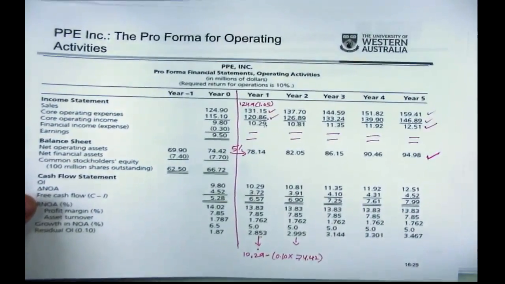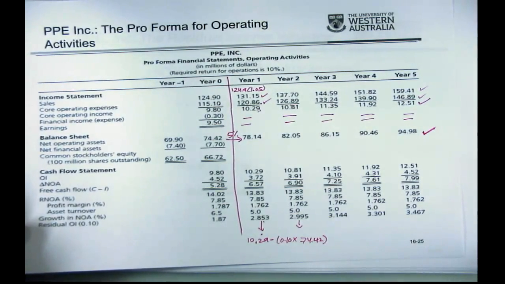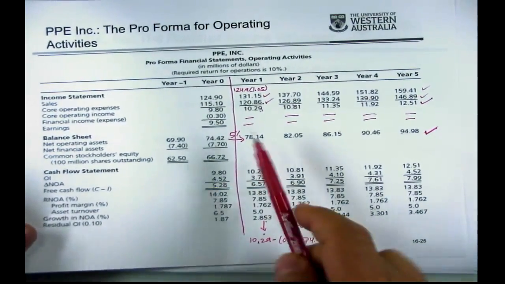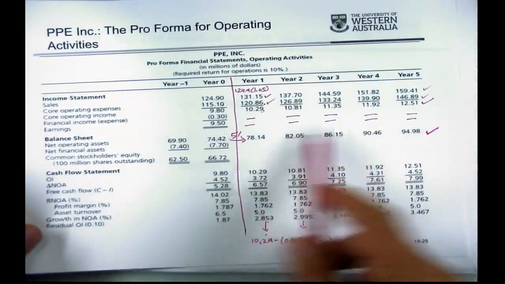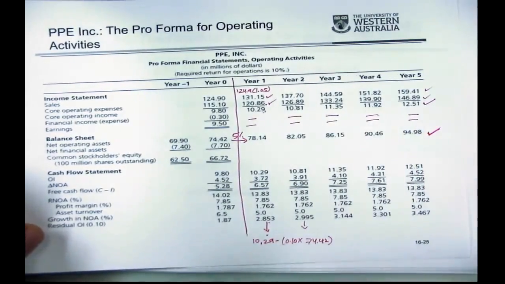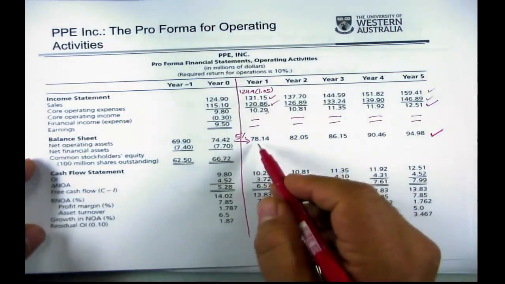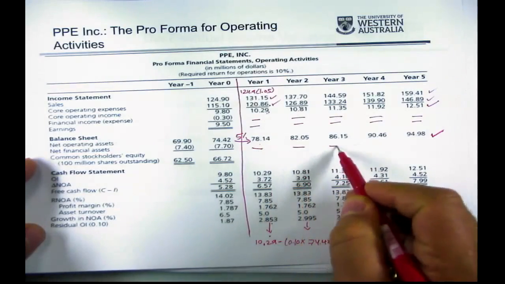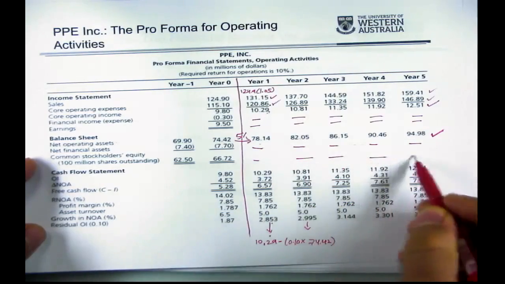However, sometimes we are interested in forecasting also the financial statements. Maybe we are interested in forecasting the whole income statement, including net financial expenses and also earnings. Sometimes also we are interested in forecasting the balance sheet. We already forecasted the net operating assets, and we want to see how to forecast the NFO as well as equity. Okay?